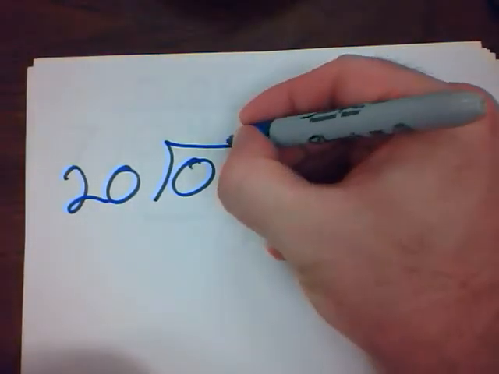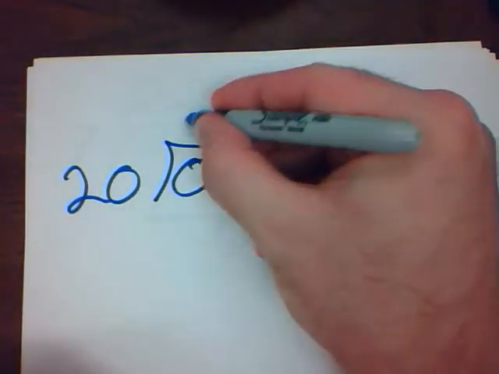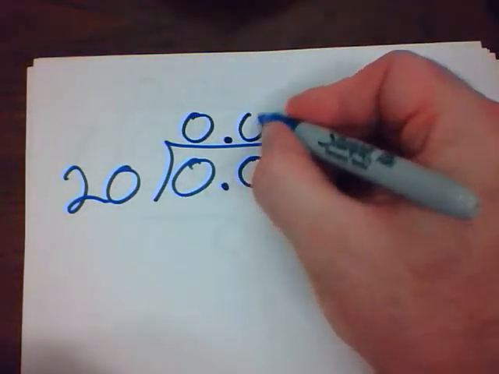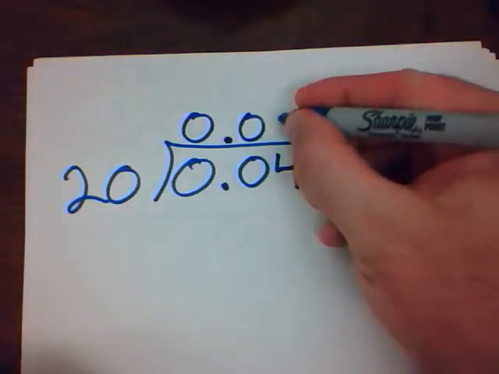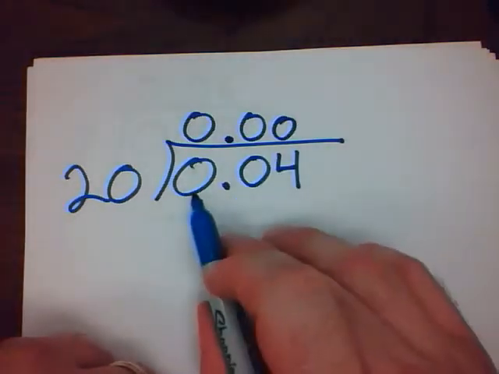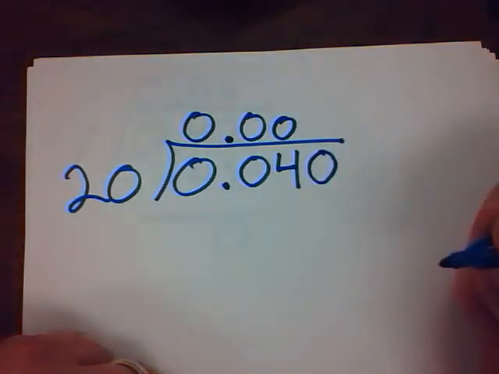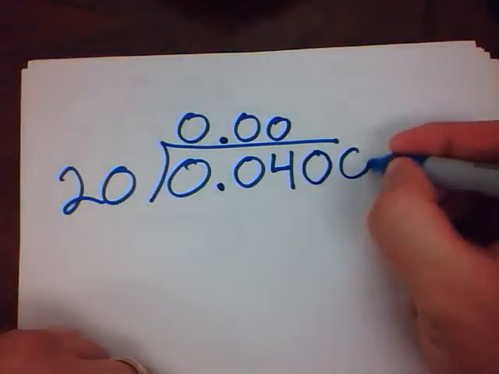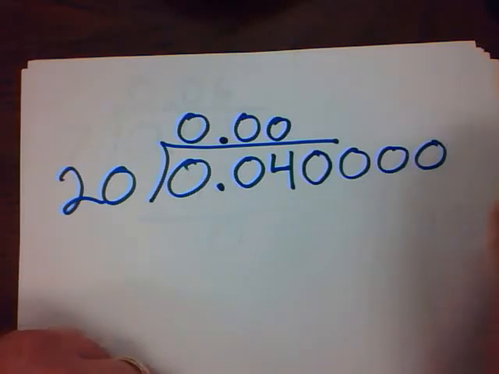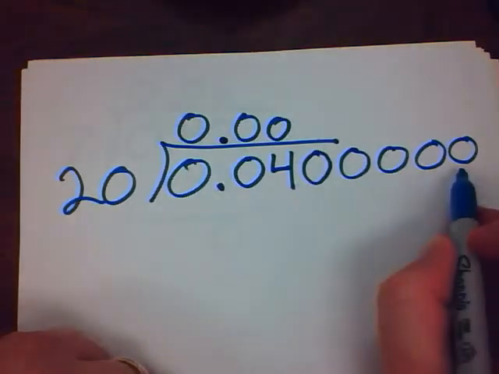So, step 1, put the decimal on the top. Step 2, 20 into 0, doesn't work. 20 into 0, doesn't work. 20 into 4, that doesn't work. I'm done, right? No, I'm not. Because this number is still the same, isn't it? In fact, if I want to, I can put an infinite number of zeros behind here as needed. And sometimes I'm going to need them. So I can put as many zeros there as I want.